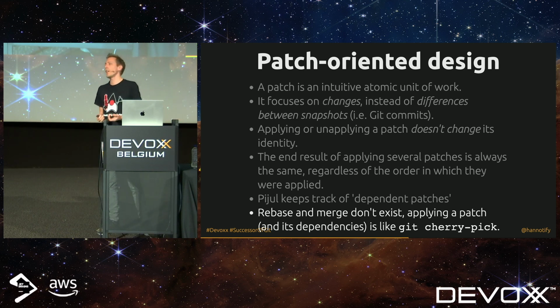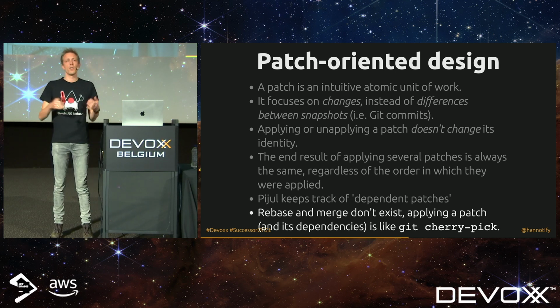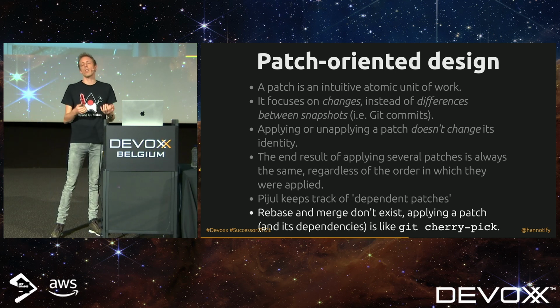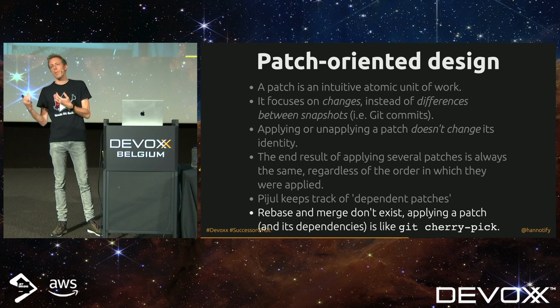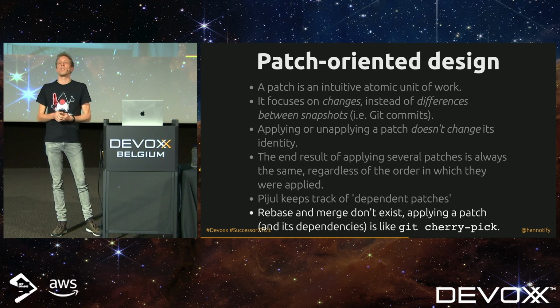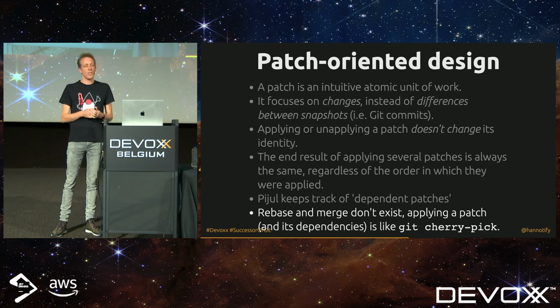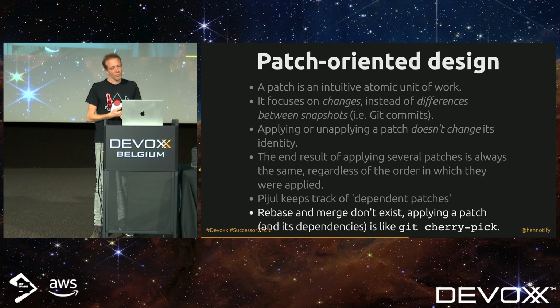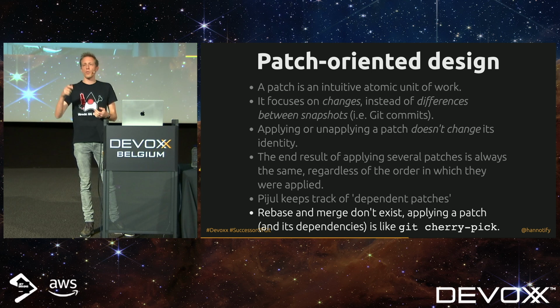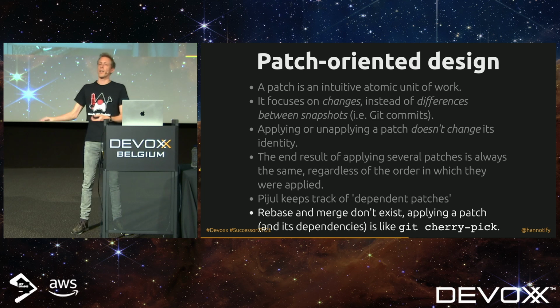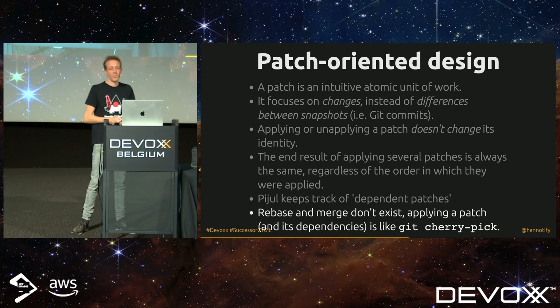Pickle does model conflicts, so conflicts can happen, but to resolve a conflict, you just have to add a third patch on top of the two patches that are conflicting. And because these patches' identities never change, you can always use the third patch that fixes the conflict in another spot or at another channel to fix the same conflict. So you don't have to fix conflicts over and over again like you sometimes have with Git.